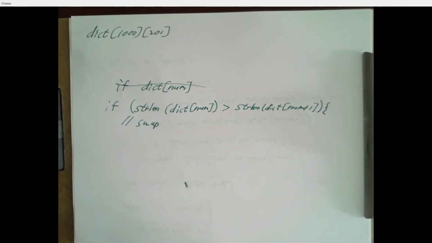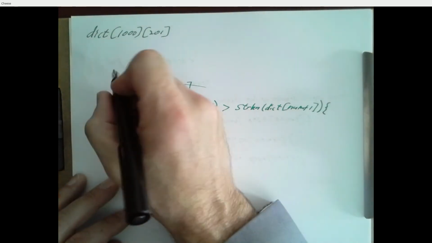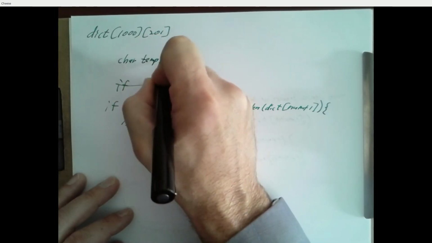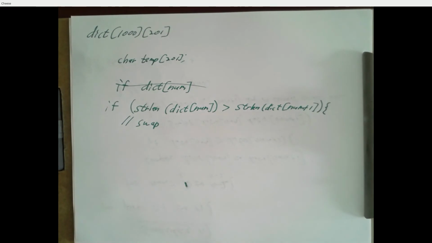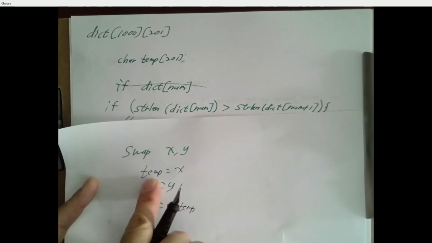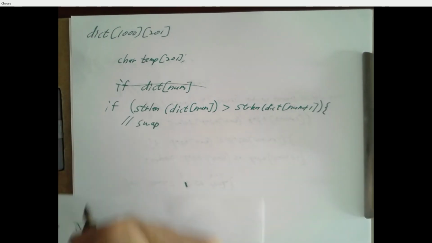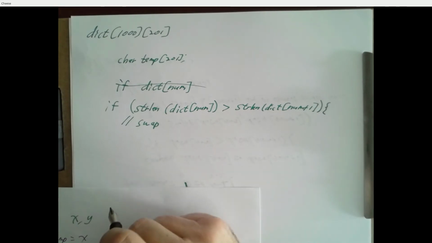So again, we need a temporary variable, but our temporary has got to be a string. So I'm just going to make a character temp that holds 201 characters. And same thing, we'll take the first string, put it in temp, put the second string in the first, put the temp into the second. But we can't just say something like temp equals, because that doesn't copy strings, that copies pointers. So we need to actually copy character by character.